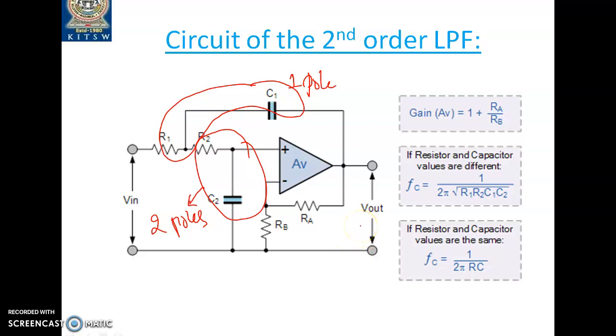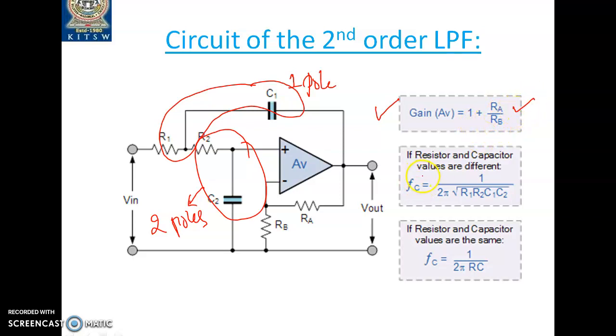Now let us see the analysis part. Before we see the analysis part of this circuit, this is a non-inverting operational amplifier. That is the first identification we make with respect to the circuit, because the input is given to the non-inverting input terminal. Obviously the gain is also very well known to us. The gain is 1 plus Rf by R1.